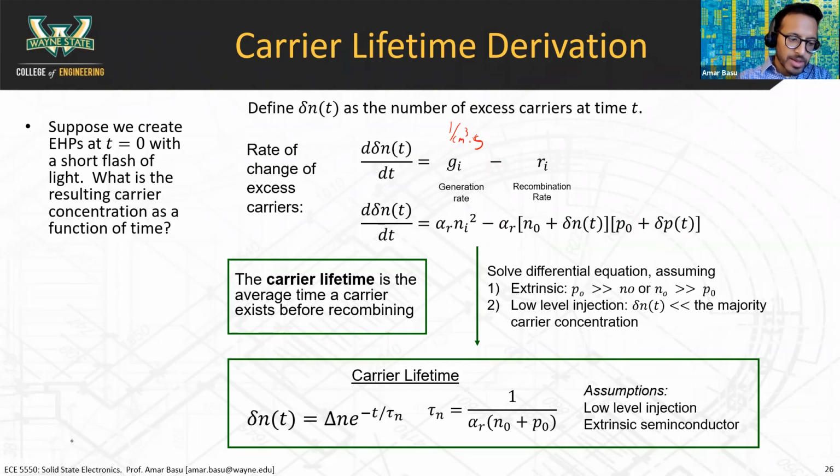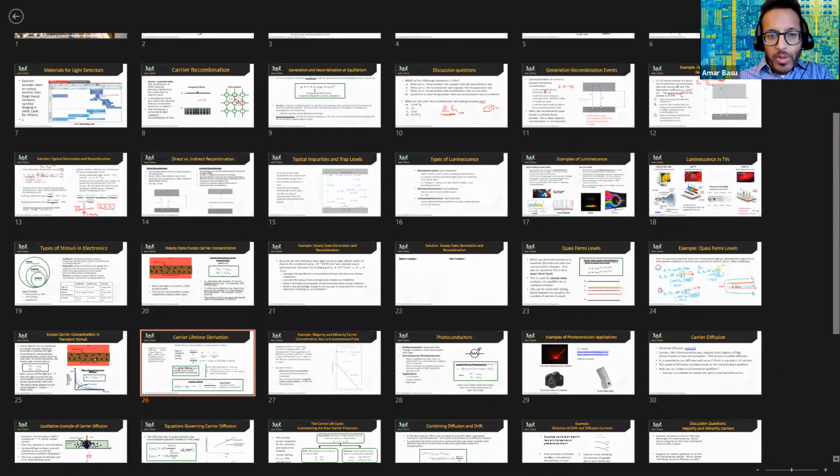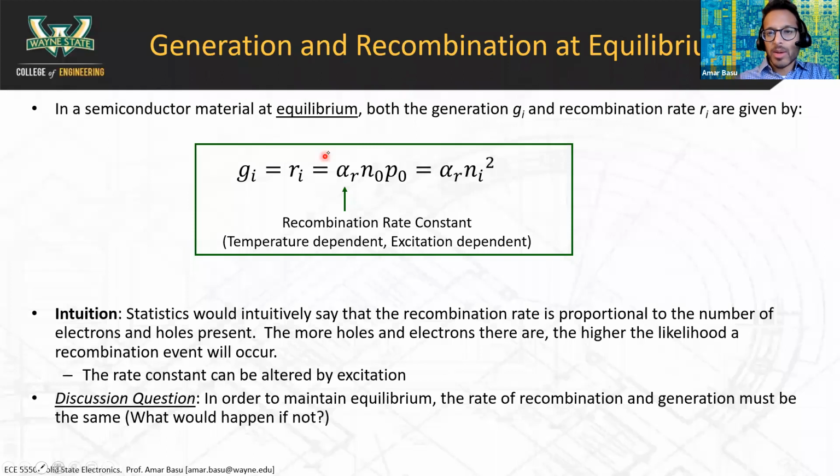Let me just go back to the slide just to hammer this point in a little bit. We talked about generation and recombination at equilibrium here. And we said the generation rate is equal to the recombination rate, and these are both equal to the recombination rate constant alpha r times n0 times p0. And in steady state equilibrium, this np is equal to n_i squared. So this n0 p0 just became alpha r n_i squared here.